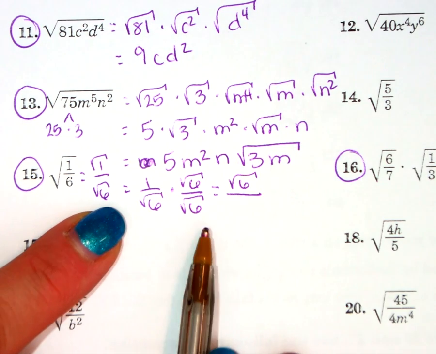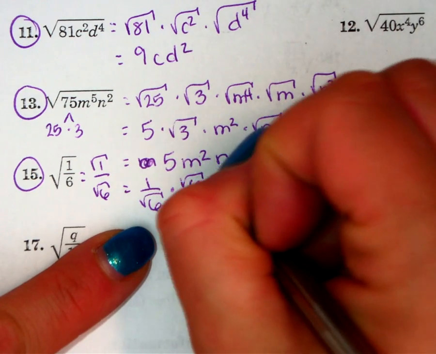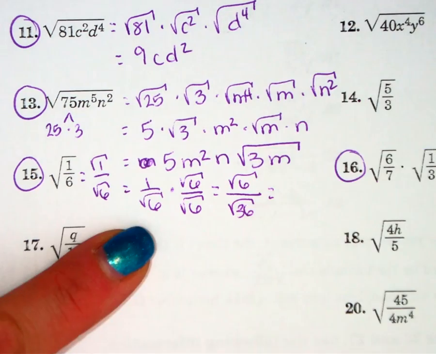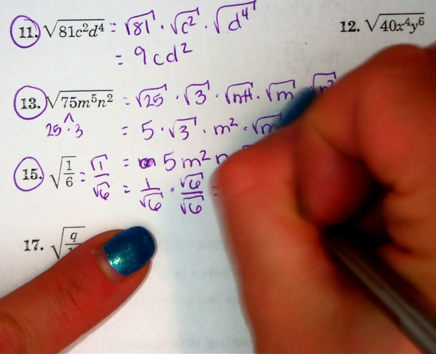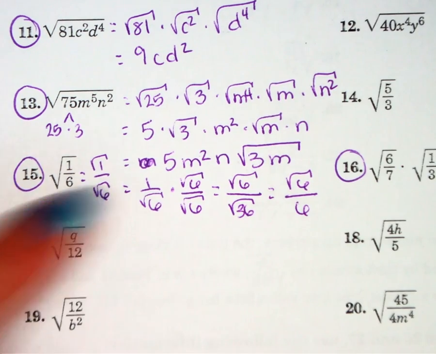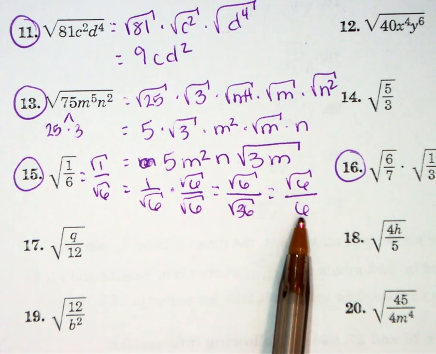Root 6 times root 6, you can put those together and that becomes the square root of 36. And the square root of 36 is 6. So the final answer is root 6 over 6. You are not done until you no longer have roots in the bottom.